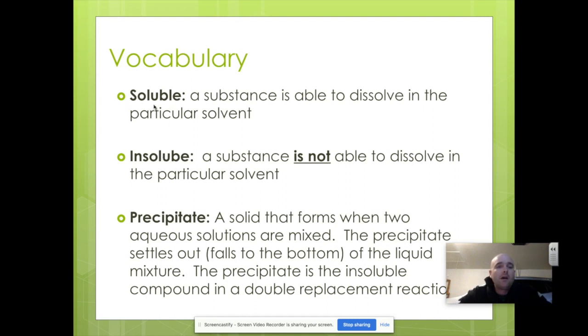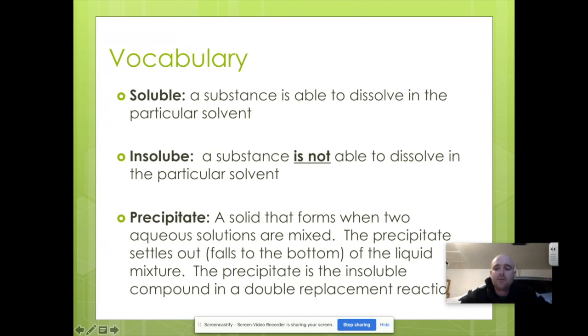So now there are 2 important terms you need to know. Soluble is a substance that is able to dissolve in a particular solvent. So if it's soluble, it means it can dissolve. And if it is insoluble, it cannot dissolve. Okay, so I'll use those a lot.